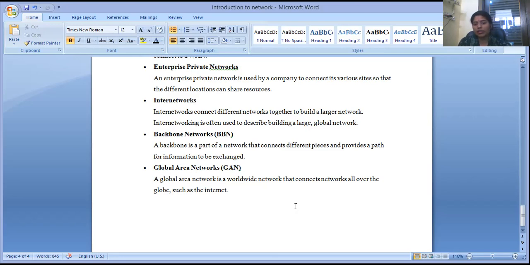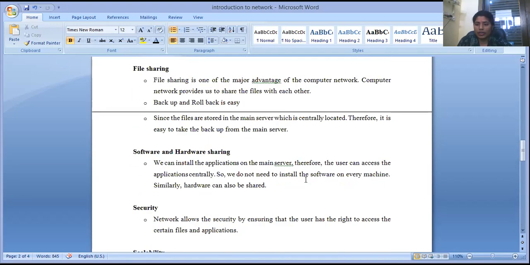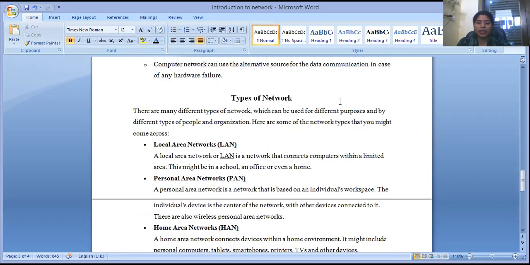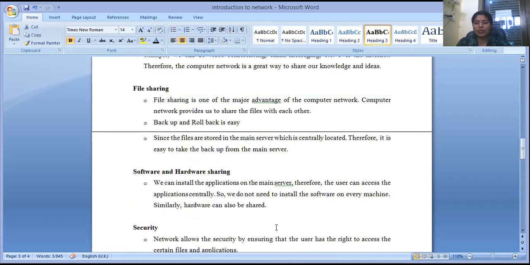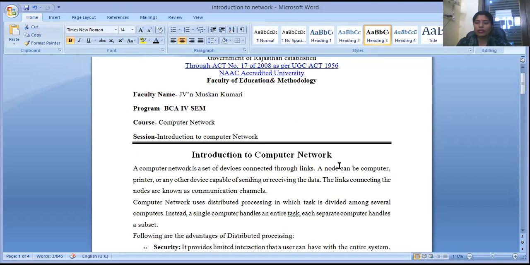And many questions will arise from these topics, like what do you mean by computer networks? How can you say that software and hardware sharing are features of the computer network? Explain this with an example. What do you mean by security? What is the importance of security in a computer network? What are the types of computer networks? And many more questions will arise from this. So please refer to multiple standard books to read these sessions clearly.